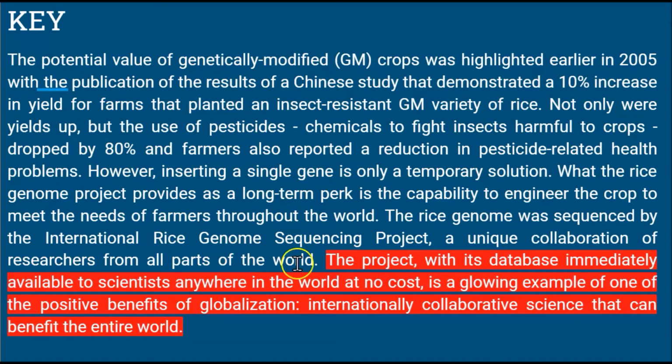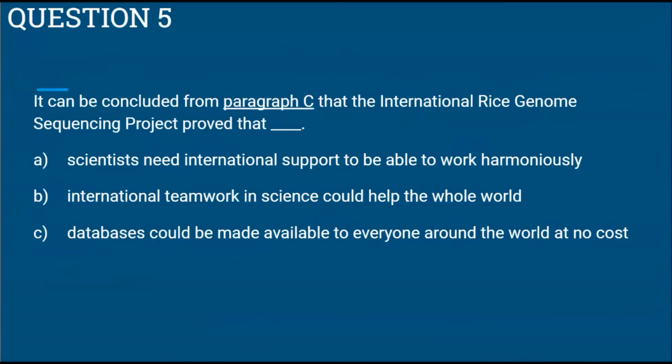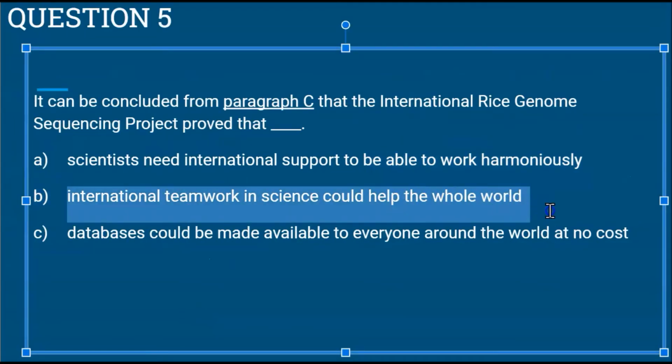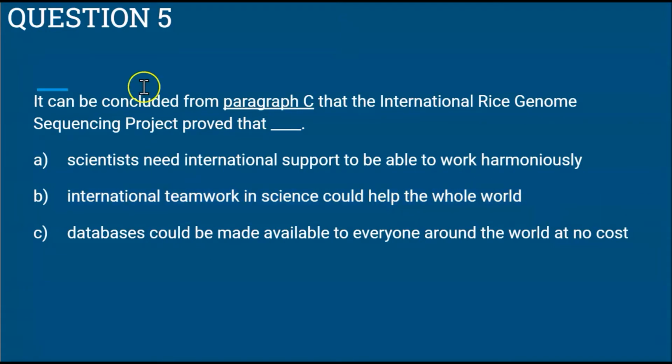As you can understand from the concluding sentences of paragraph C, an international collaborative work of science will benefit the entire world. So from these two lines alone, we can understand that international teamwork in science could help the whole world. So choice B is correct for this question.